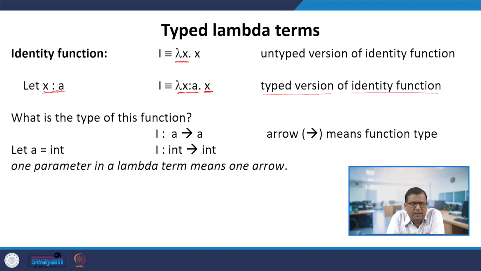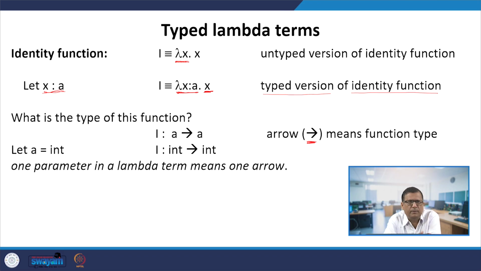Now, we are interested in what will be the type of this function. A function is a mapping from one set to the other. Here it takes an input A and returns an output A. So, it is a mapping from A to A. Arrow means function type. Whenever we have lambda x, that means it is an abstraction, a function type, and for function types we have this arrow. Now, suppose A is int, then we will write int arrow int.